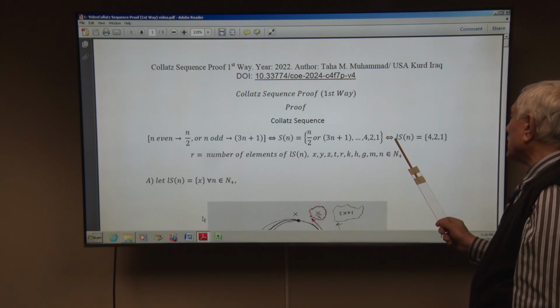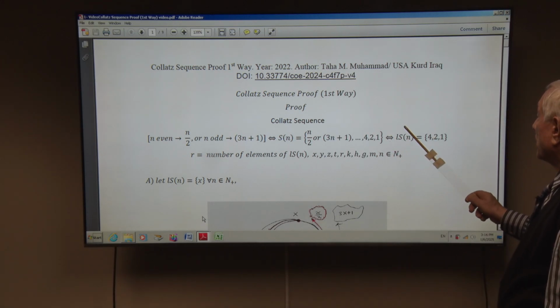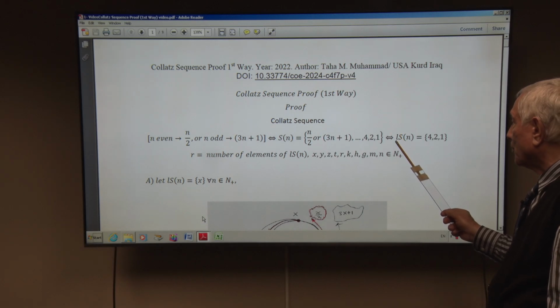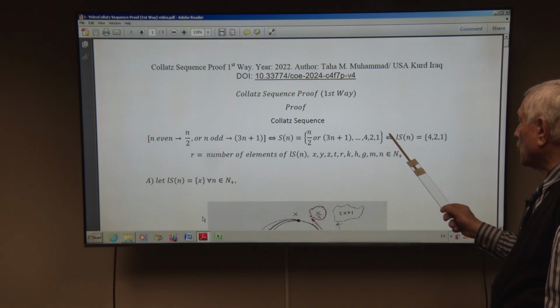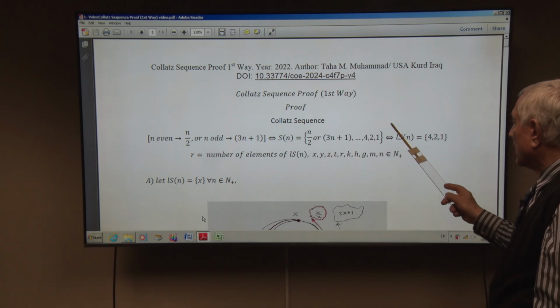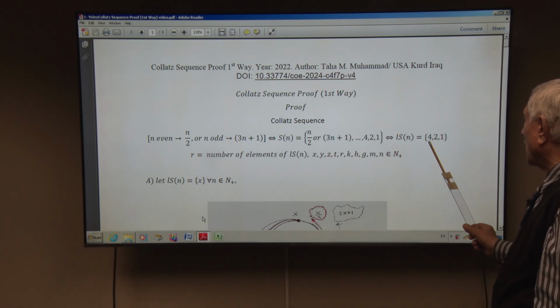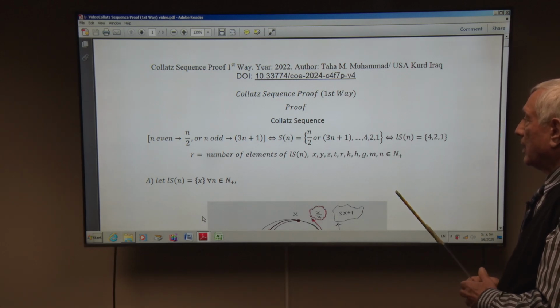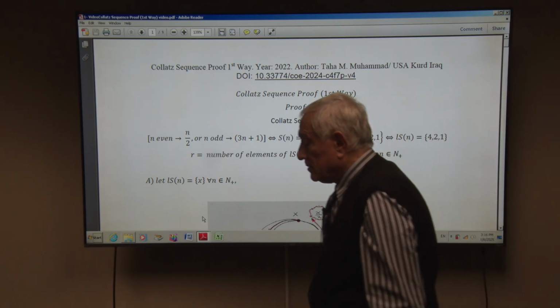Then, this one is equivalent to what? To this L, it means a loop. The sequence of n should be those elements in the sequence that can loop around, which are 4, 2, 1. And how do I prove that?